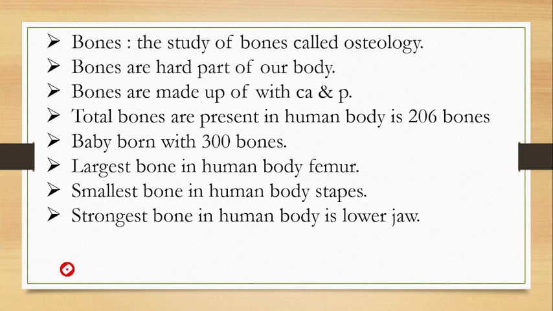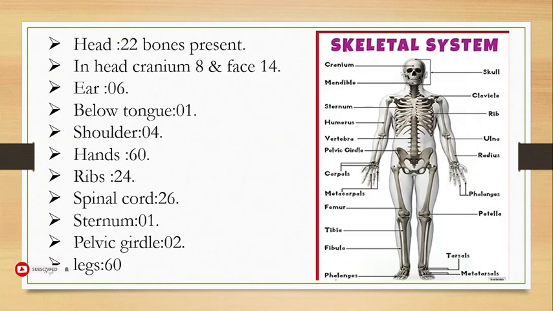The study of bones is called osteology, and we know that bones are a very hard part of our body. Bones are made up of calcium, phosphorus, and collagen. The total number of bones in the body is 206, and a baby is born with 300 bones. The largest bone is the femur, the smallest bone is the stapes, and the strongest bone in the human body is the lower jaw. The head region consists of 22 bones.